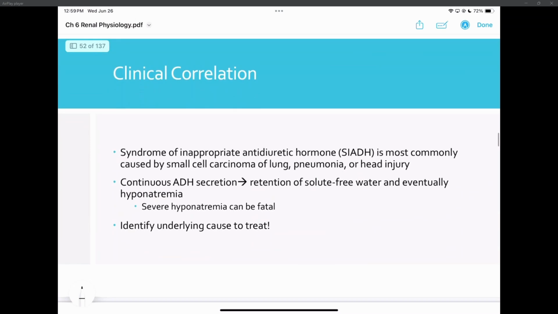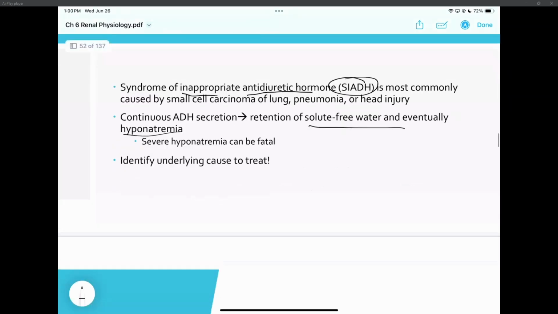So there's a couple of issues that can happen with ADH hormone. One is called syndrome of inappropriate antidiuretic hormone, SIADH. They just keep making this hormone. Retention of solute-free water in the blood, eventually get hyponatremia, so on and so forth. You can have problems with ADH secretion. We'll get to this more when we get to endo.